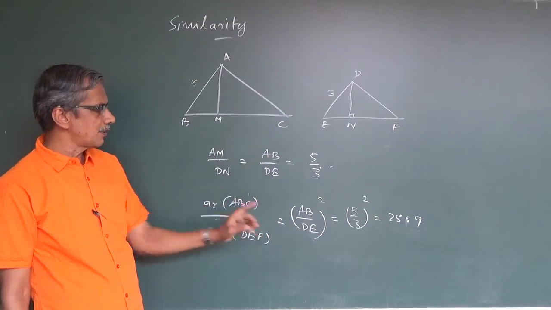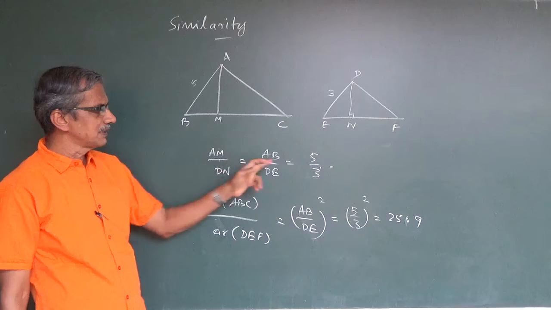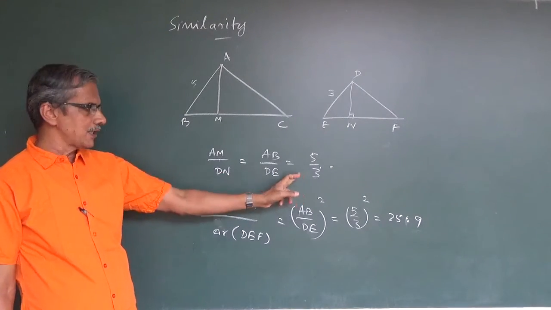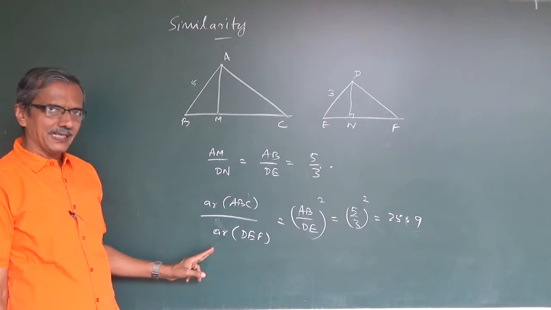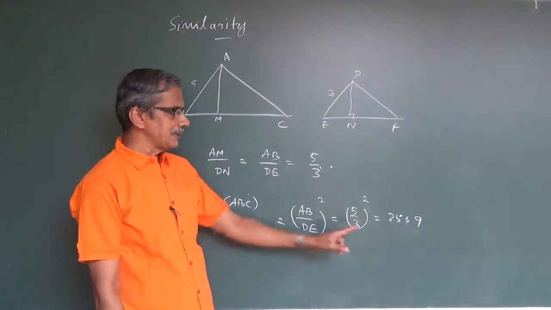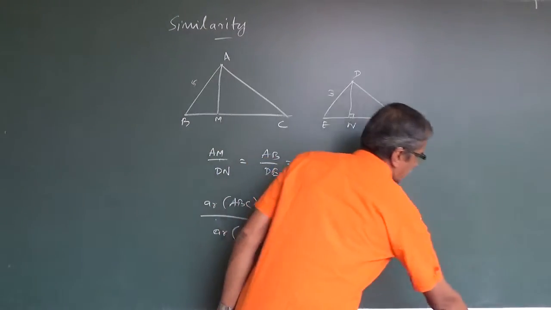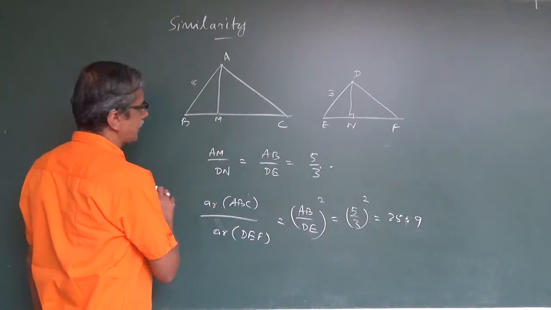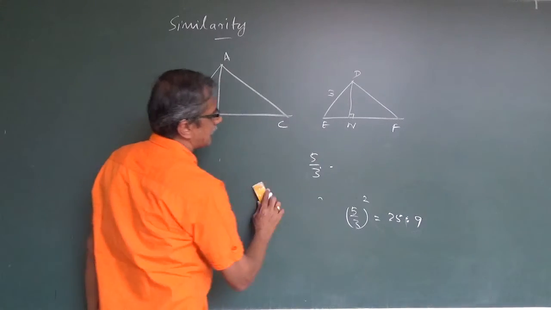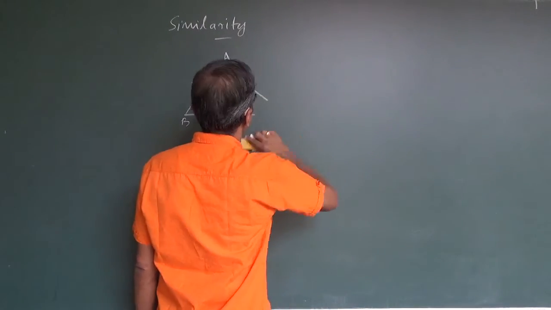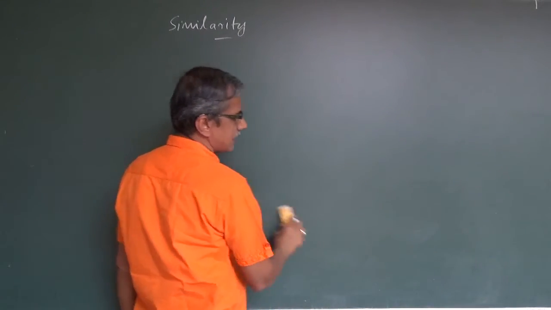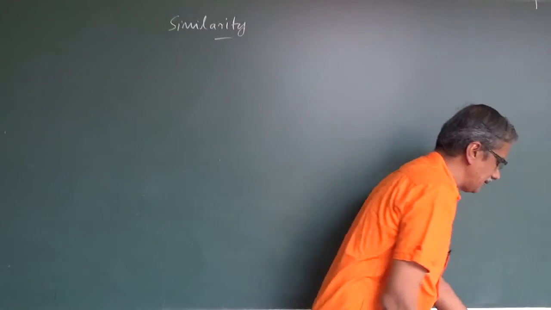I hope you understood. If I am talking about altitude, it is the same as the side ratio. If I am talking about the area of the two triangles, they are in the ratio of the squares of the sides. I hope it's clear. We will do an example, then I think it should become clear. This is another application of similarity.